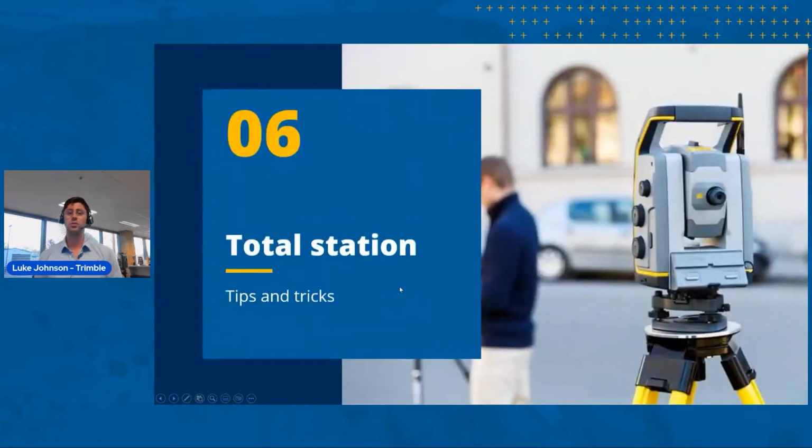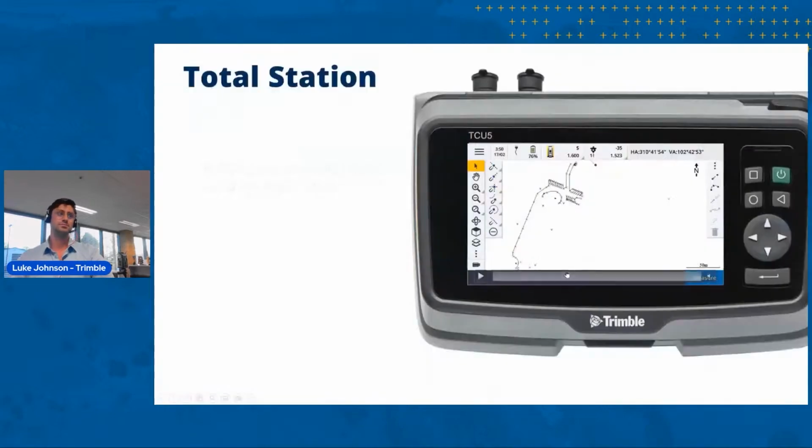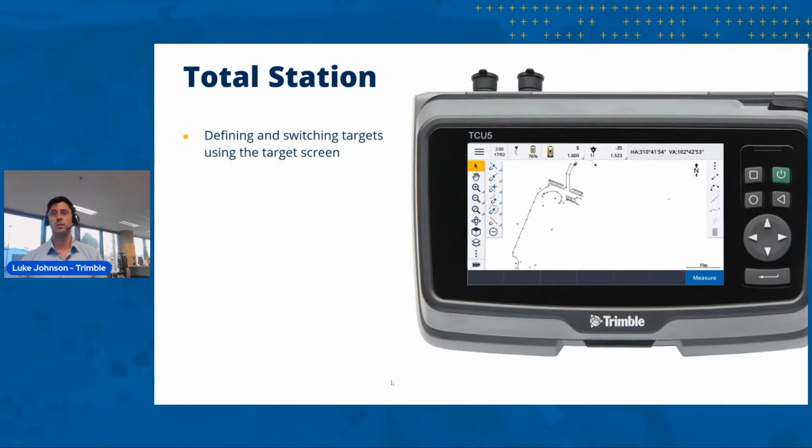Next we're going to talk a little bit about total stations and some tips and tricks that can help when using one. With Trimble Access, when you're surveying with a total station, you often have different targets that you're pointing to. One might be a target for a backsite, so a traverse prism. Another might be a mini prism for when you're doing stakeout.